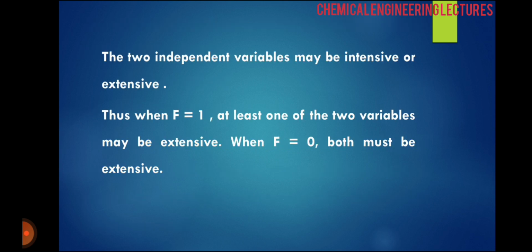Here the two independent variables may be either intensive or extensive. When F equals 1, at least one of the two variables must be extensive, and when F equals 0, both must be extensive. So this is about the phase rule and Duhem's theorem.